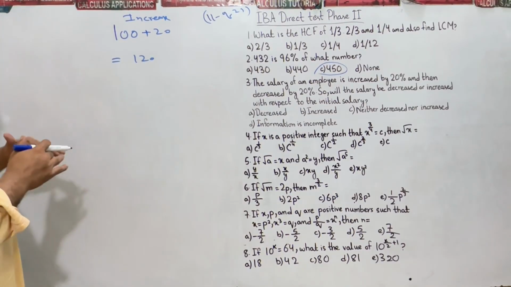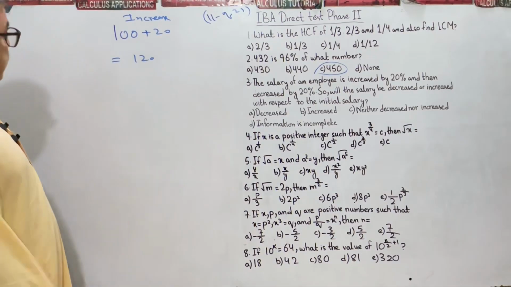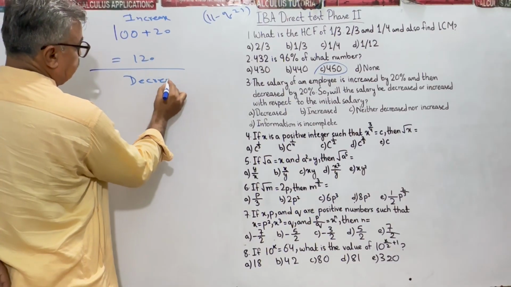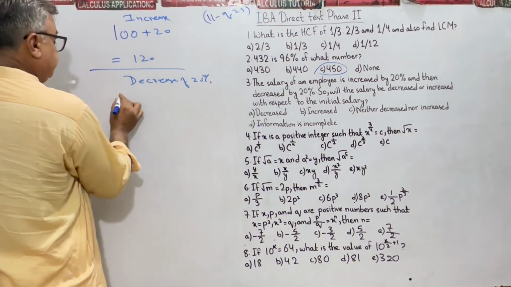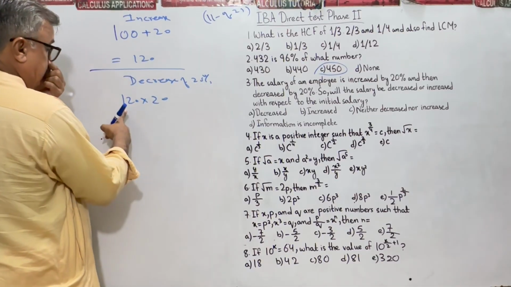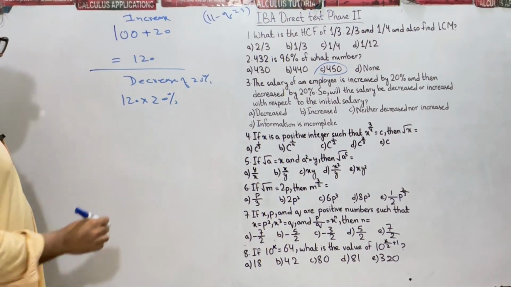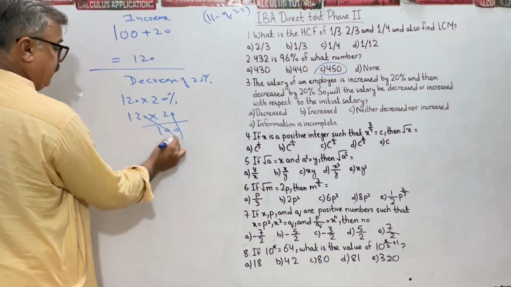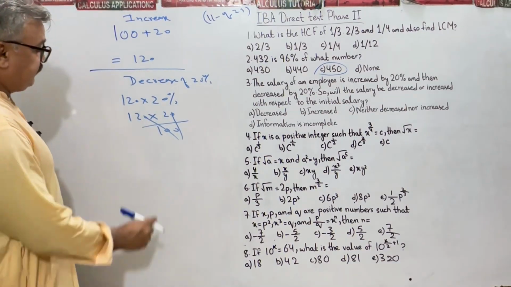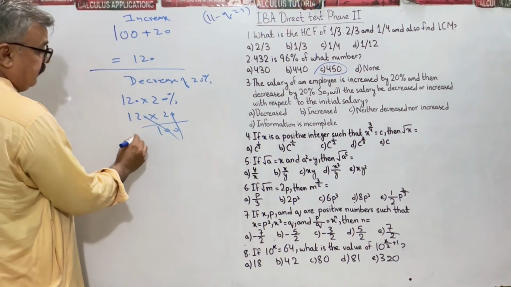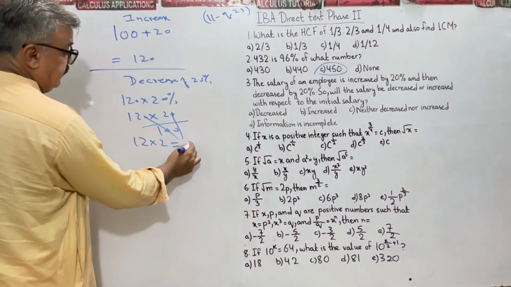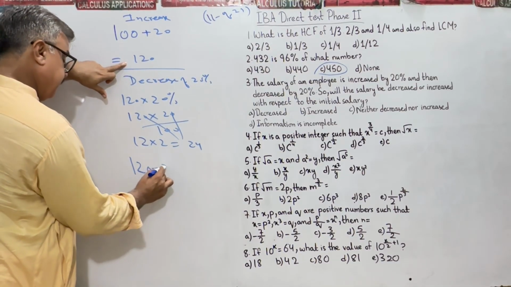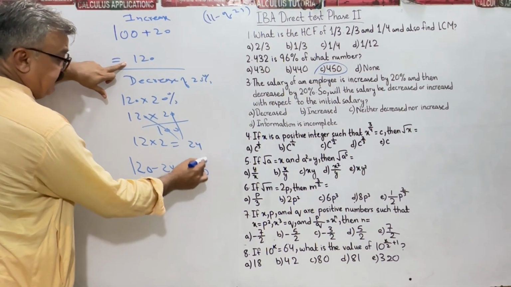Now, after reaching 120%, we have a decline of 20%. Now we have to find the decrease of 20%. What is 20% of 120? Remove percent, divide by 100. The zeros cancel out. 12 times 2 is 24. It's a decrease, don't forget. We have to subtract from 120. 120 minus 24. We have arrived at 96%.